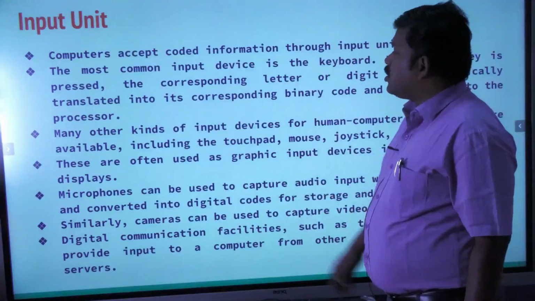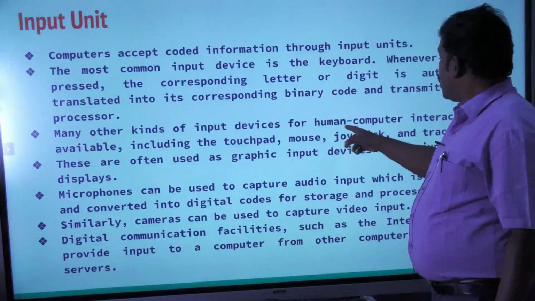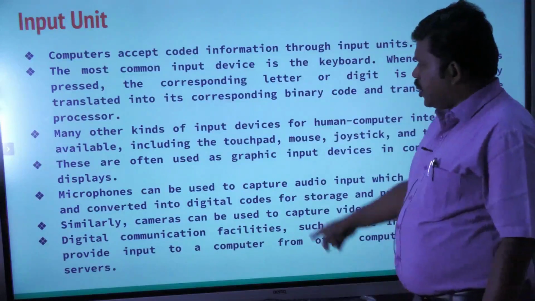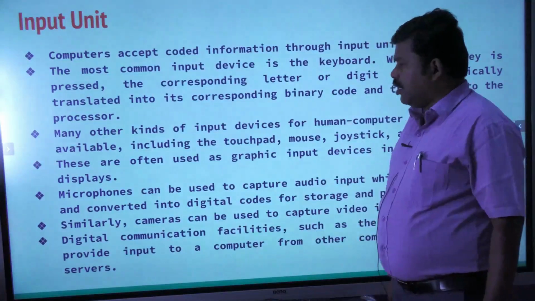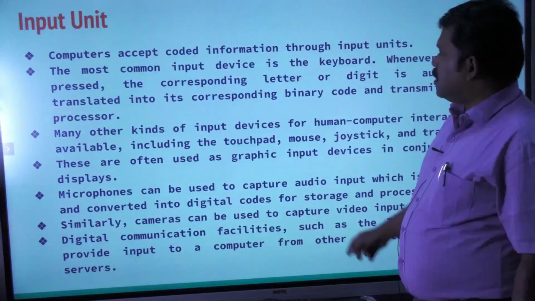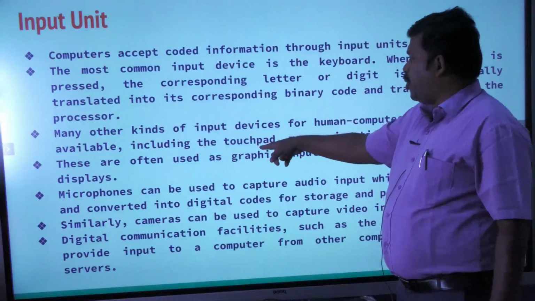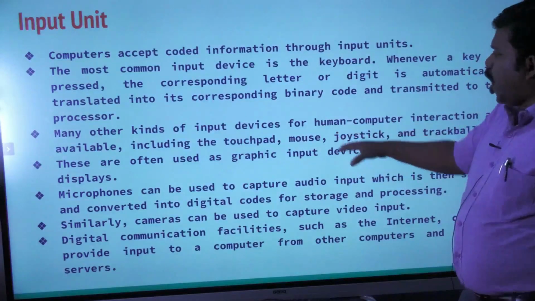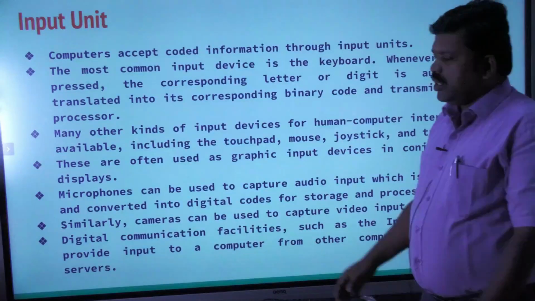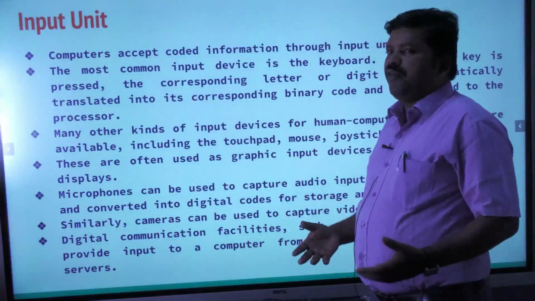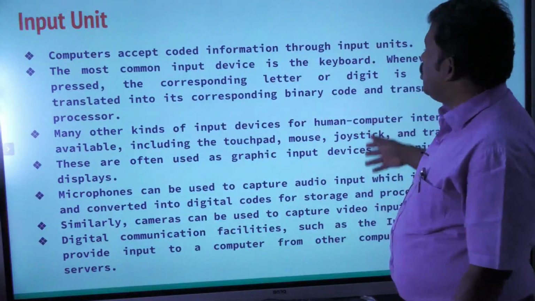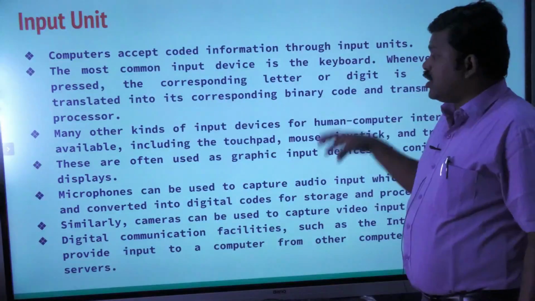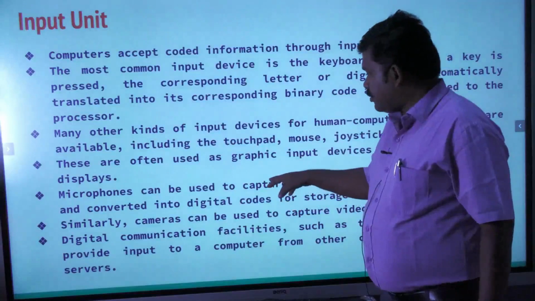And there are other categories of input devices available for human computer interaction. Very common input devices are the touchpad. On a laptop or other devices, the touchpad plays a vital role in input. And very common are the mouse, joystick and trackball. These are all the common input devices through which the user can communicate in the form of actions or commands to the CPU. So the CPU can understand the user actions, and the corresponding action will be performed inside the central processing unit.